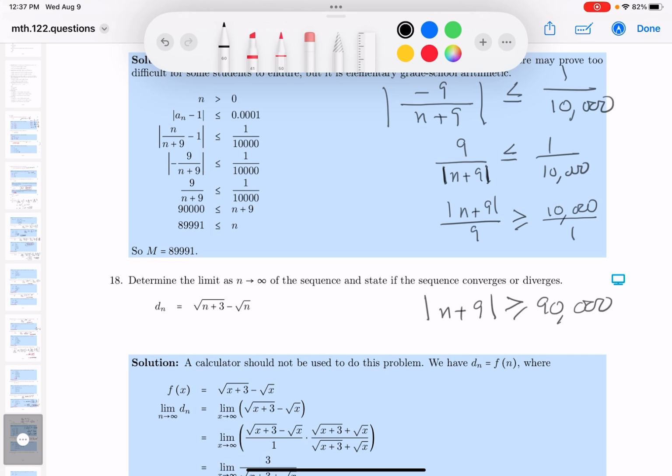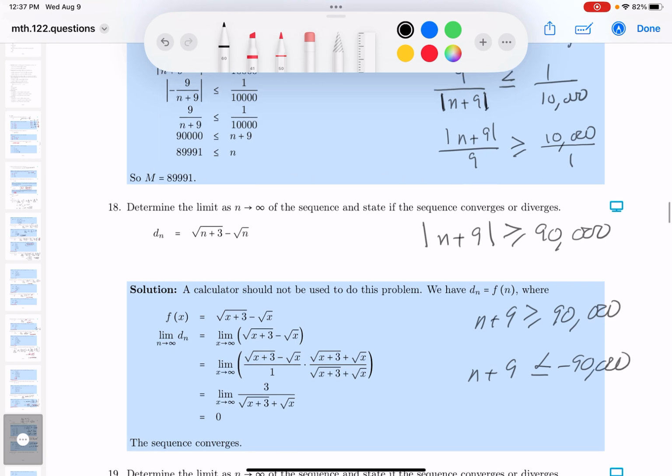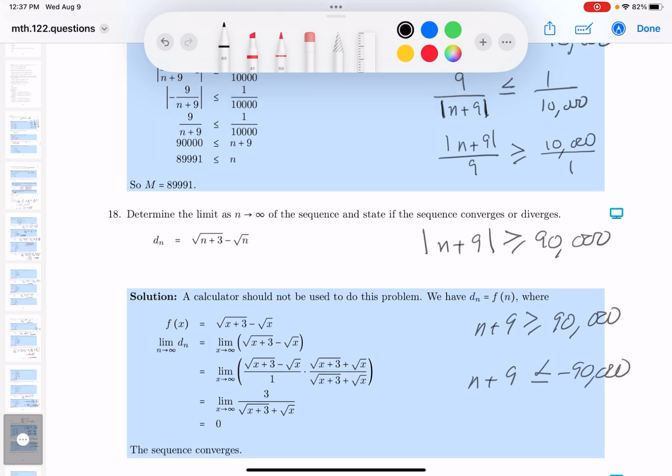But this is really saying two things. That the n plus 9 has to be greater than or equal to 90,000. So that's one side of it. The other side is the n plus 9 has to be less than or equal to minus 90,000. All right? Now, I hope you realize that the second one is not making much sense to me because it's a negative number, right? And I'm not going to go there. But I want to figure this one out over here. How do I do that?